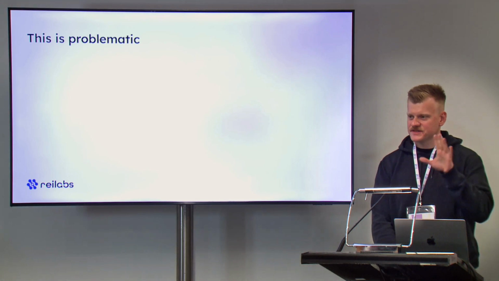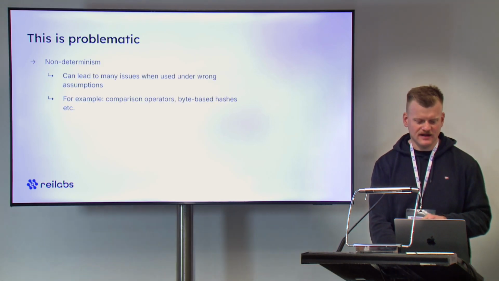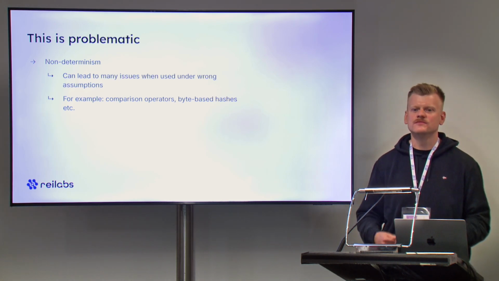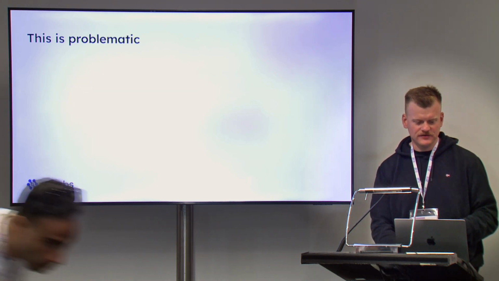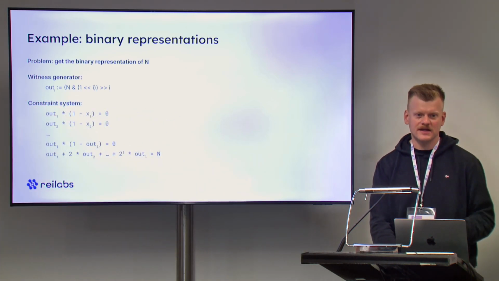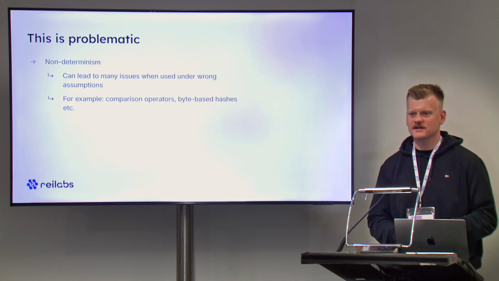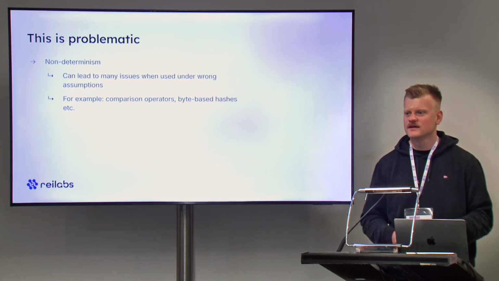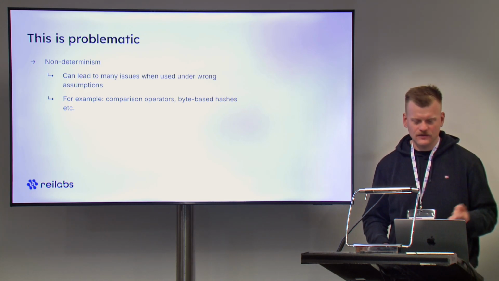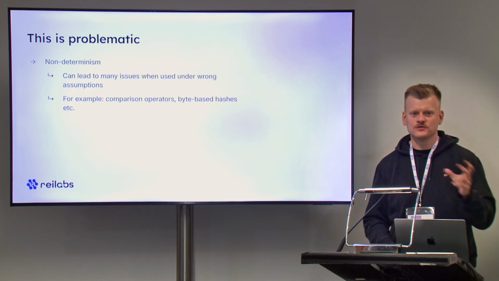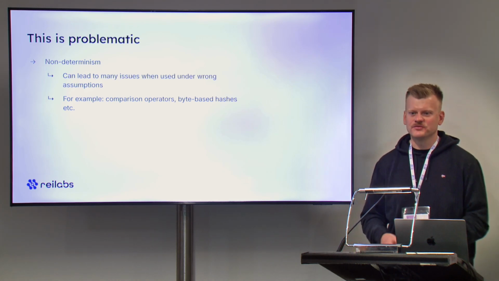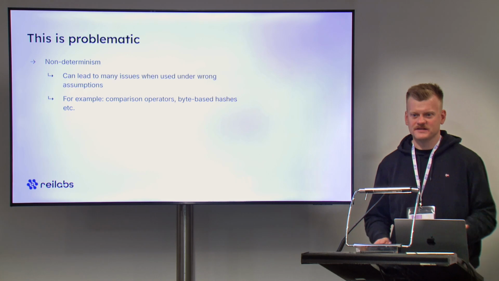And this split is problematic. It's non-deterministic, so this can lead to issues if you assume wrong things. For example, if you assume that this has a unique solution, you may have some problems. And examples of this are actually vulnerabilities I found in both Gnark and Noir at this point, where some comparison operators assumed the uniqueness of binary representations, and now I can prove that 0 is greater than 1. And it's really easy to prove that.